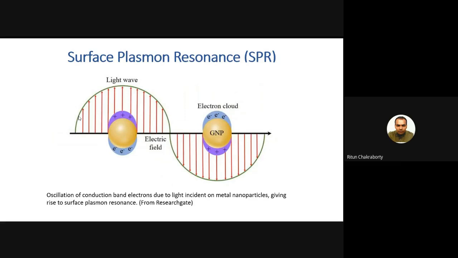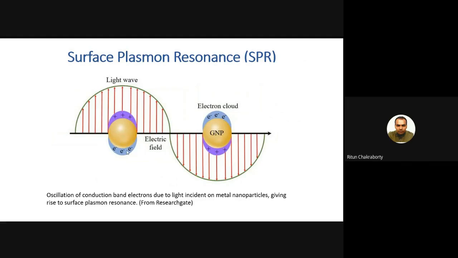Oscillate means, like in simple harmonic motion, you have learned about oscillations. So they will oscillate about their mean position. So what will happen at a particular wavelength, suppose at 530 nanometers? That is generally the resonant wavelength for gold nanoparticles between 30 to 40 nanometers. So what happens during such oscillations?